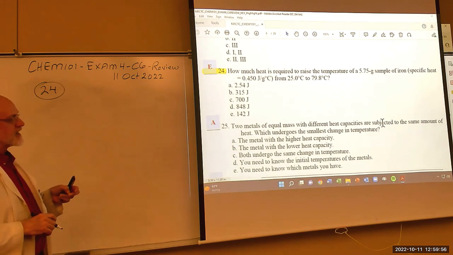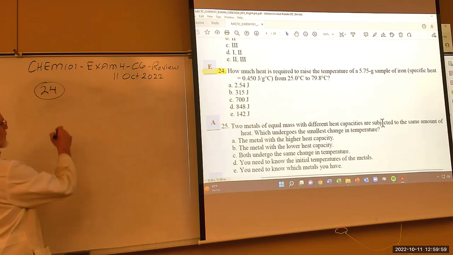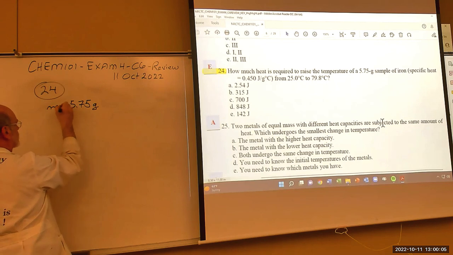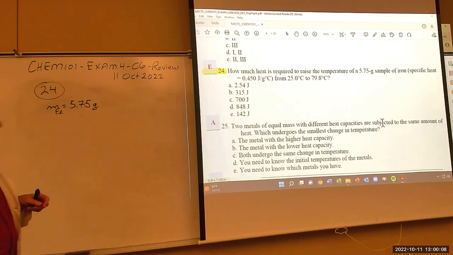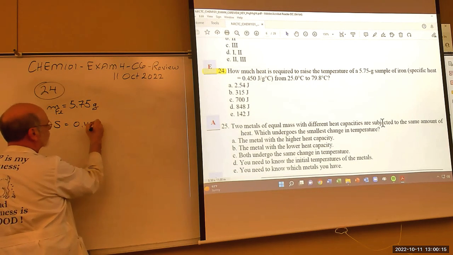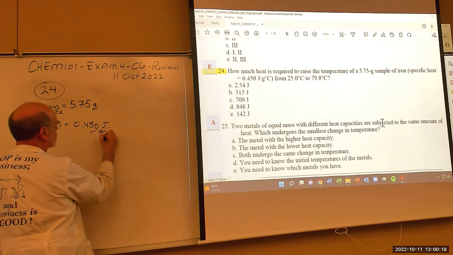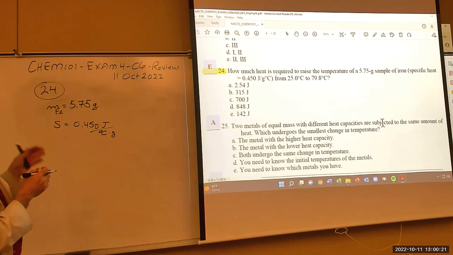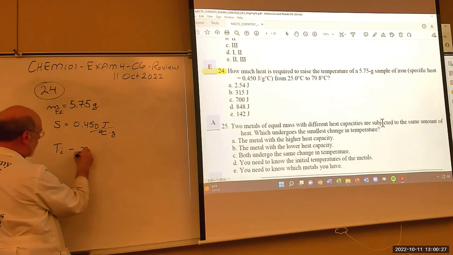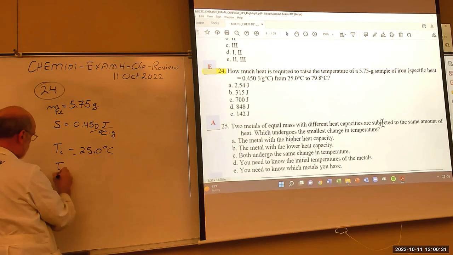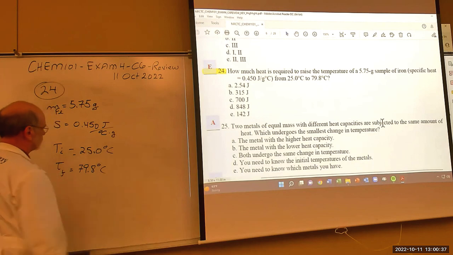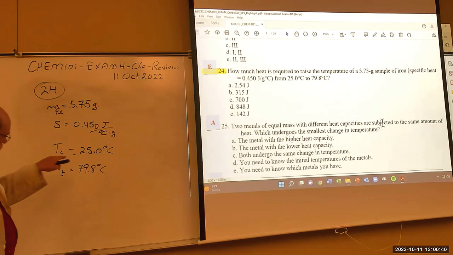How much heat is required to raise the temperature of a 5.75 gram sample of iron? 5.75 grams. This is the mass of iron. With a specific heat of 0.450 joules per degree C gram, or gram degree C, both work. And we're going from initial temperature 25 degrees C, and final temperature of 79.8 degrees C. So how much heat is required to do that?